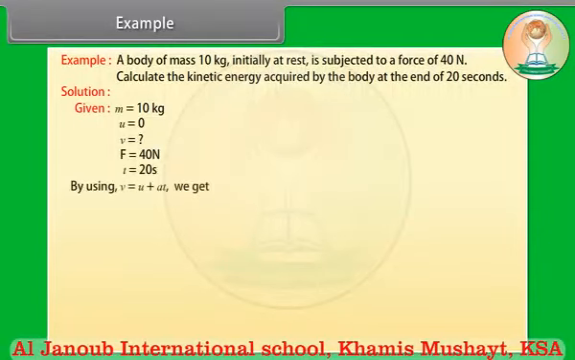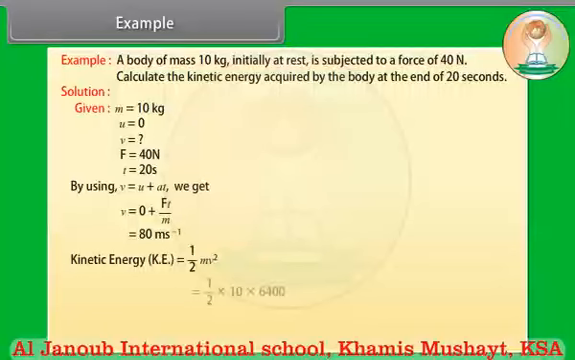By using v = u + at, we get v = 80 meters per second. Kinetic energy is equal to half mv squared. On calculating, we get kinetic energy equal to 32,000 joules.